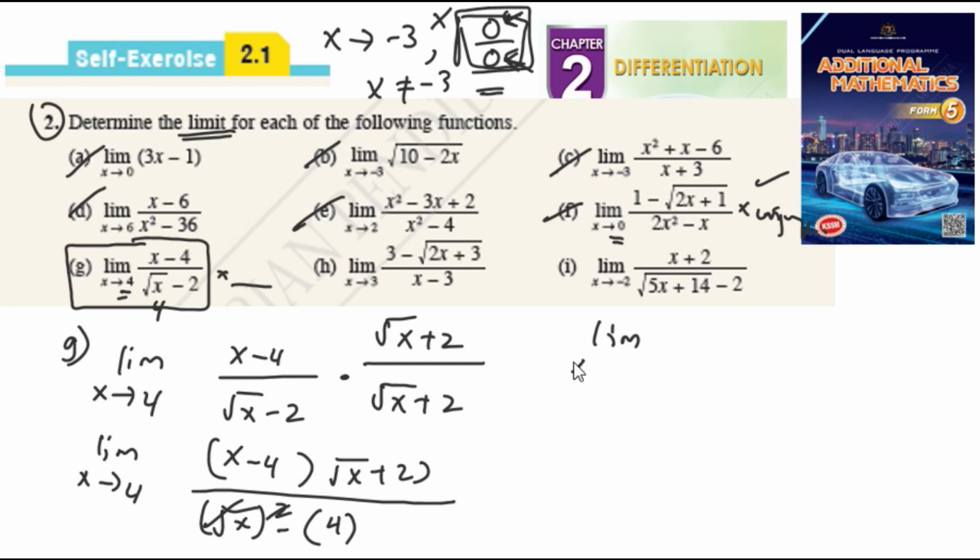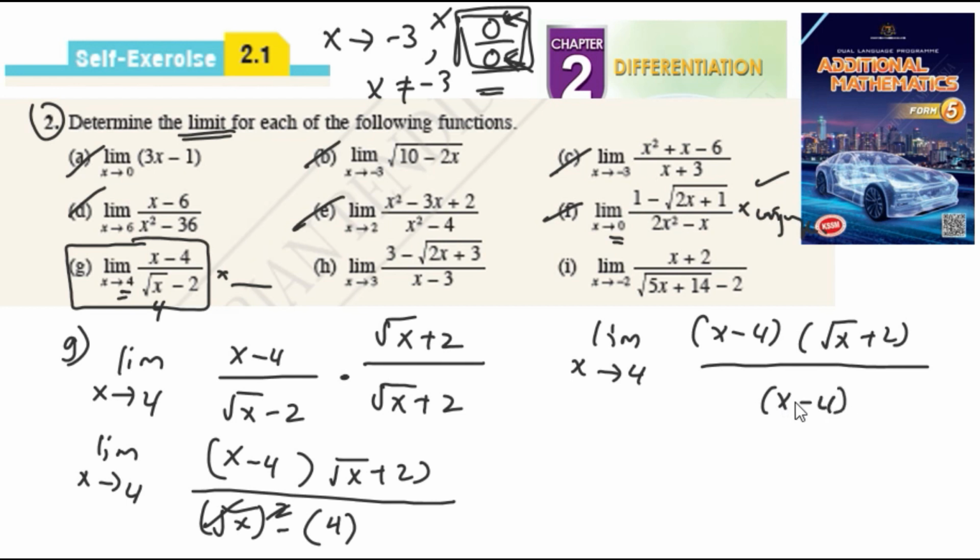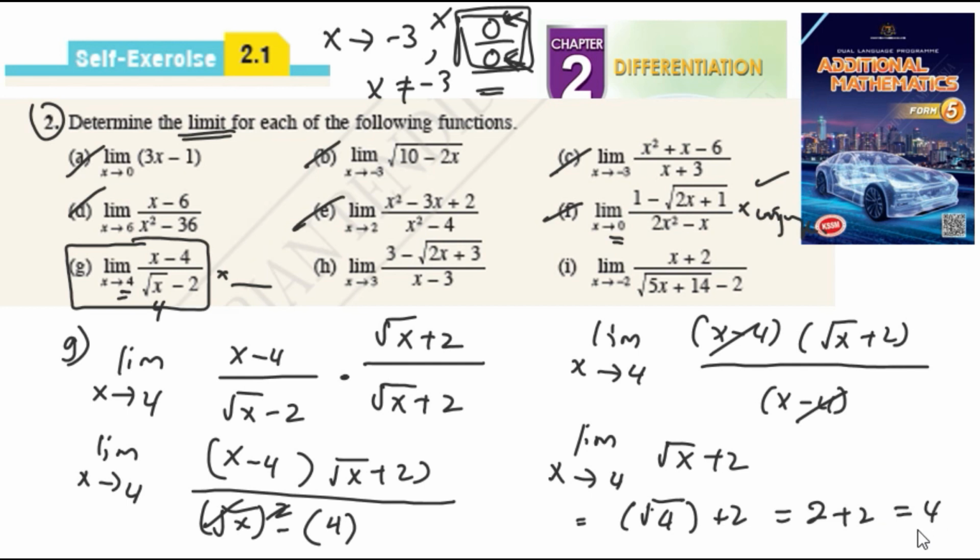So limit, if you don't want to substitute yet, you just write the limit in front here. So you get x minus 4, square root of x plus 2 divided by x minus 4. So you see here x minus 4 and x minus 4 you can cut. So you are left with limit x approaching 4, square root of x plus 2. So you see here, you can substitute x. So square root of 4 plus 2, which is equal to 2 plus 2, so you get 4.